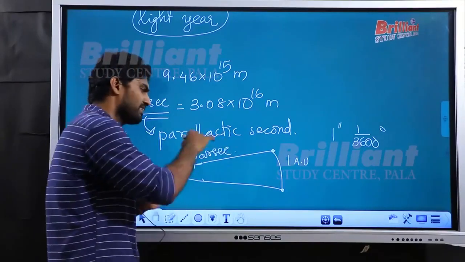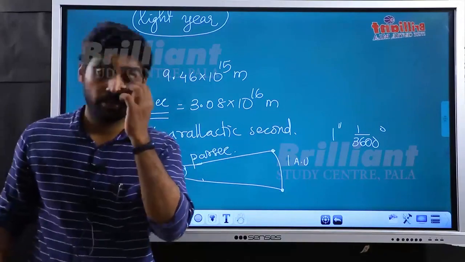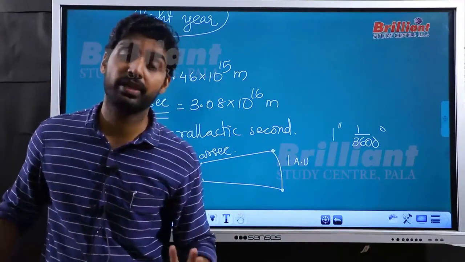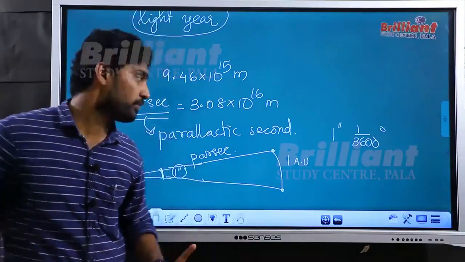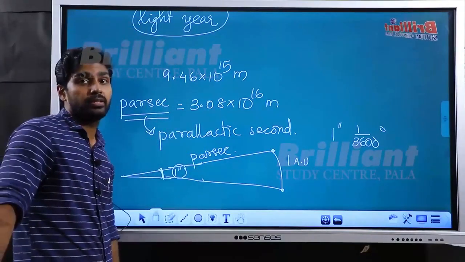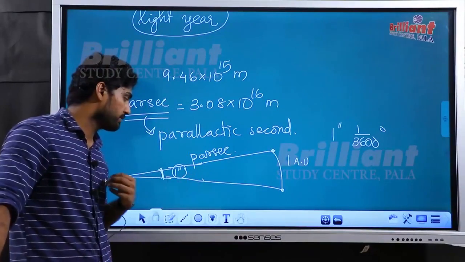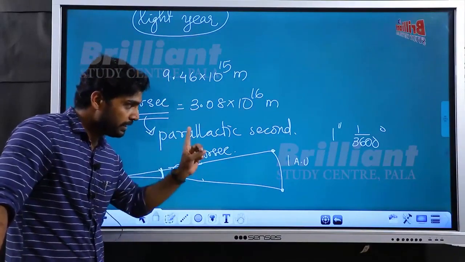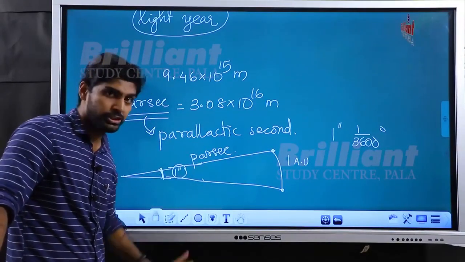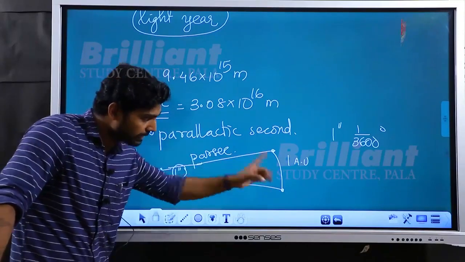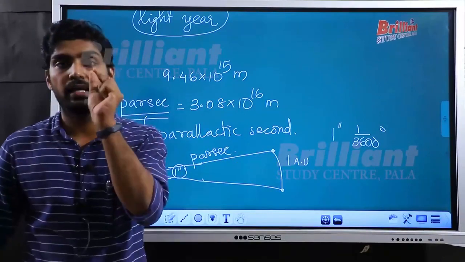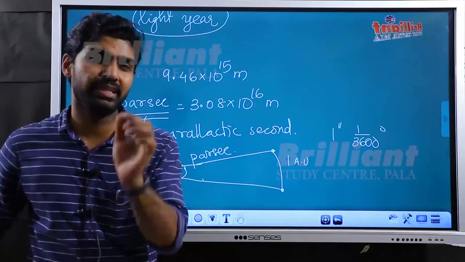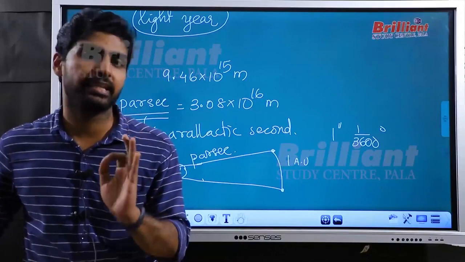You don't have to learn this definition by heart, but you'll have to know that parsec is a very large unit. It is the largest practical unit of distance that we use. It is about 3.25 light years. Once again, it is the distance over which 1 astronomical unit will subtend an angle of 1 arc second. 1 arc second means 1 by 3600 times a degree.